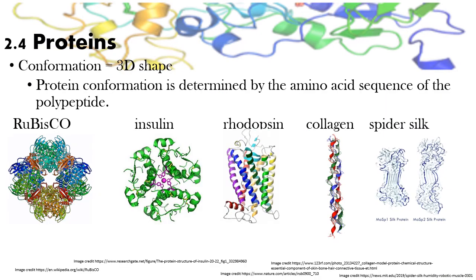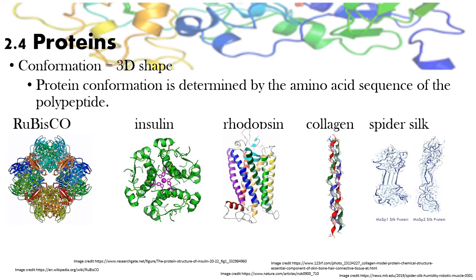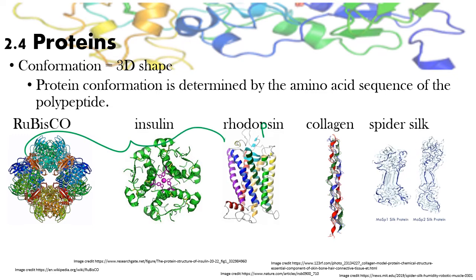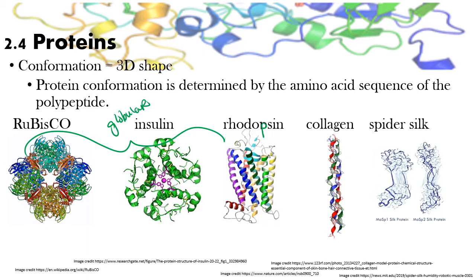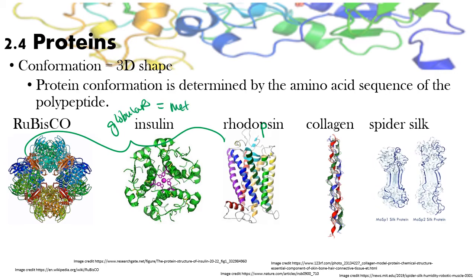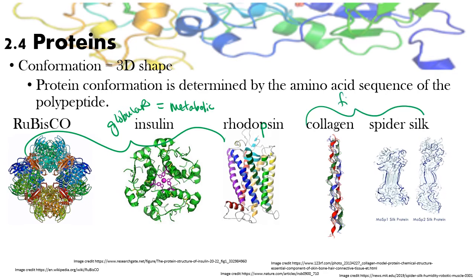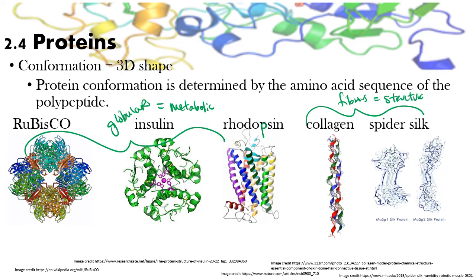The conformation of a protein, its three-dimensional shape, is going to be determined by the sequence of the amino acids, and then that shape is super important for its job. So these are just some super common proteins, good ones to know: rubisco, insulin, and rhodopsin. These three are what we call globular proteins, and we'll talk a little bit more about them in a couple more slides, but these are going to be more metabolic in nature. Collagen and spider silk, we'll talk about these more later. These are fibrous proteins, and they're going to be more structural in nature.